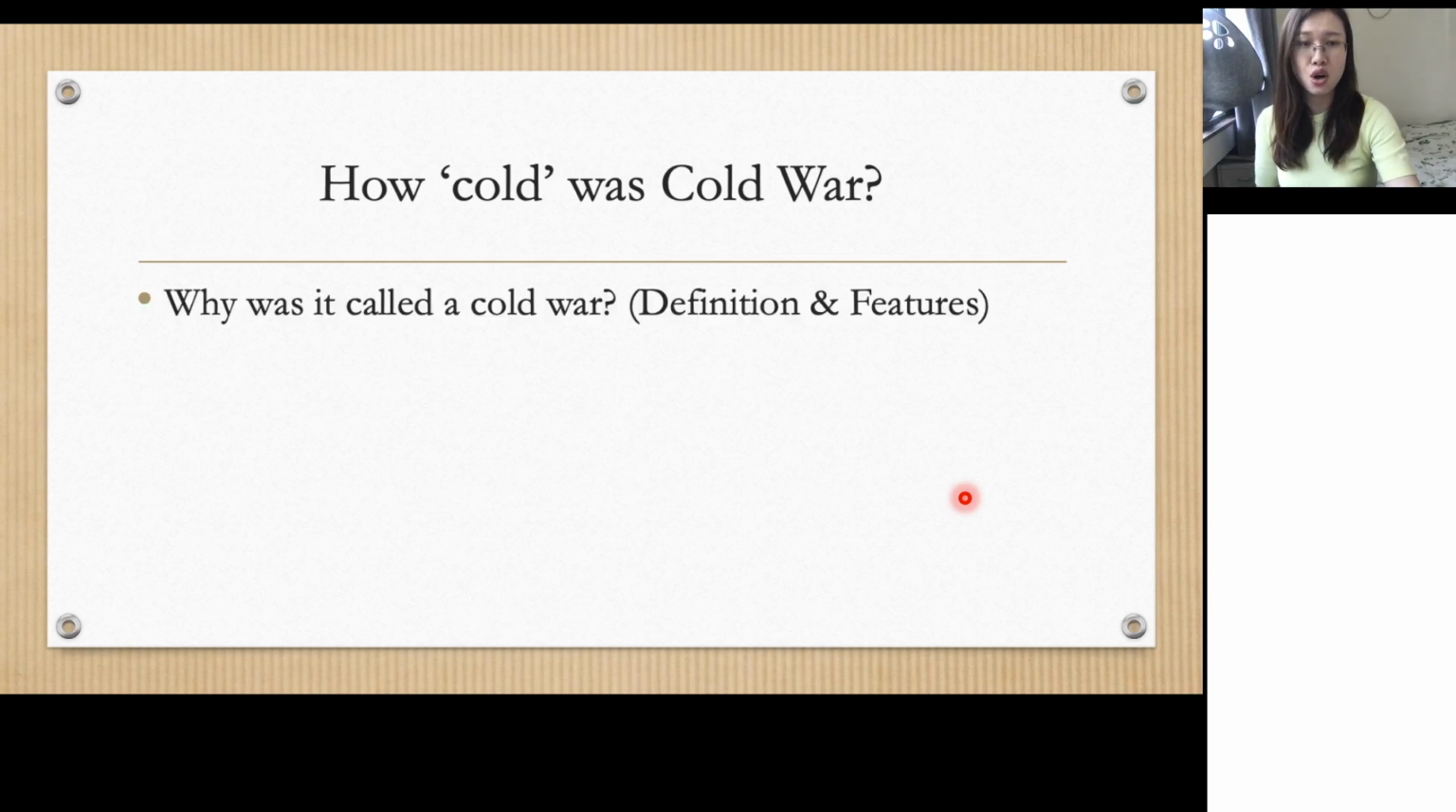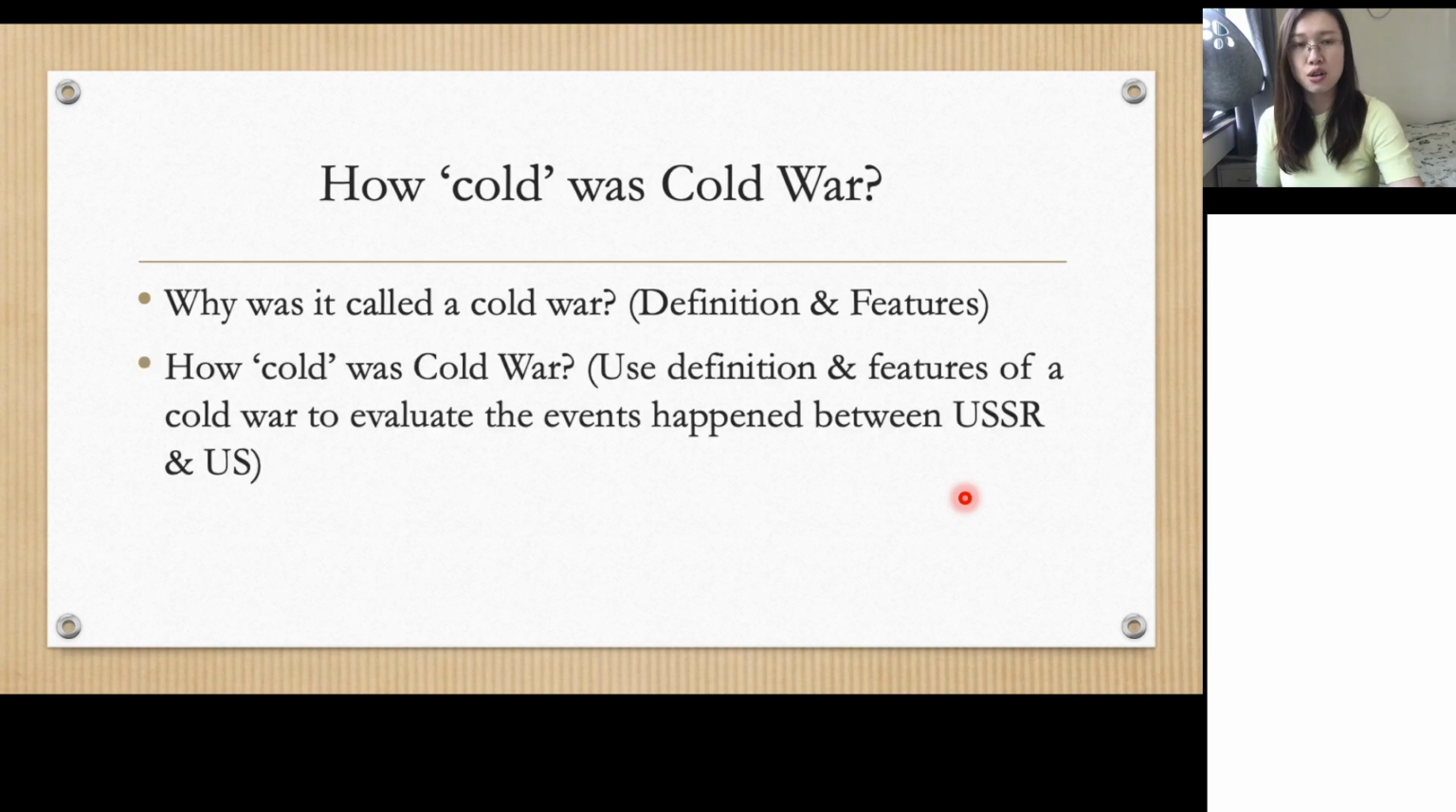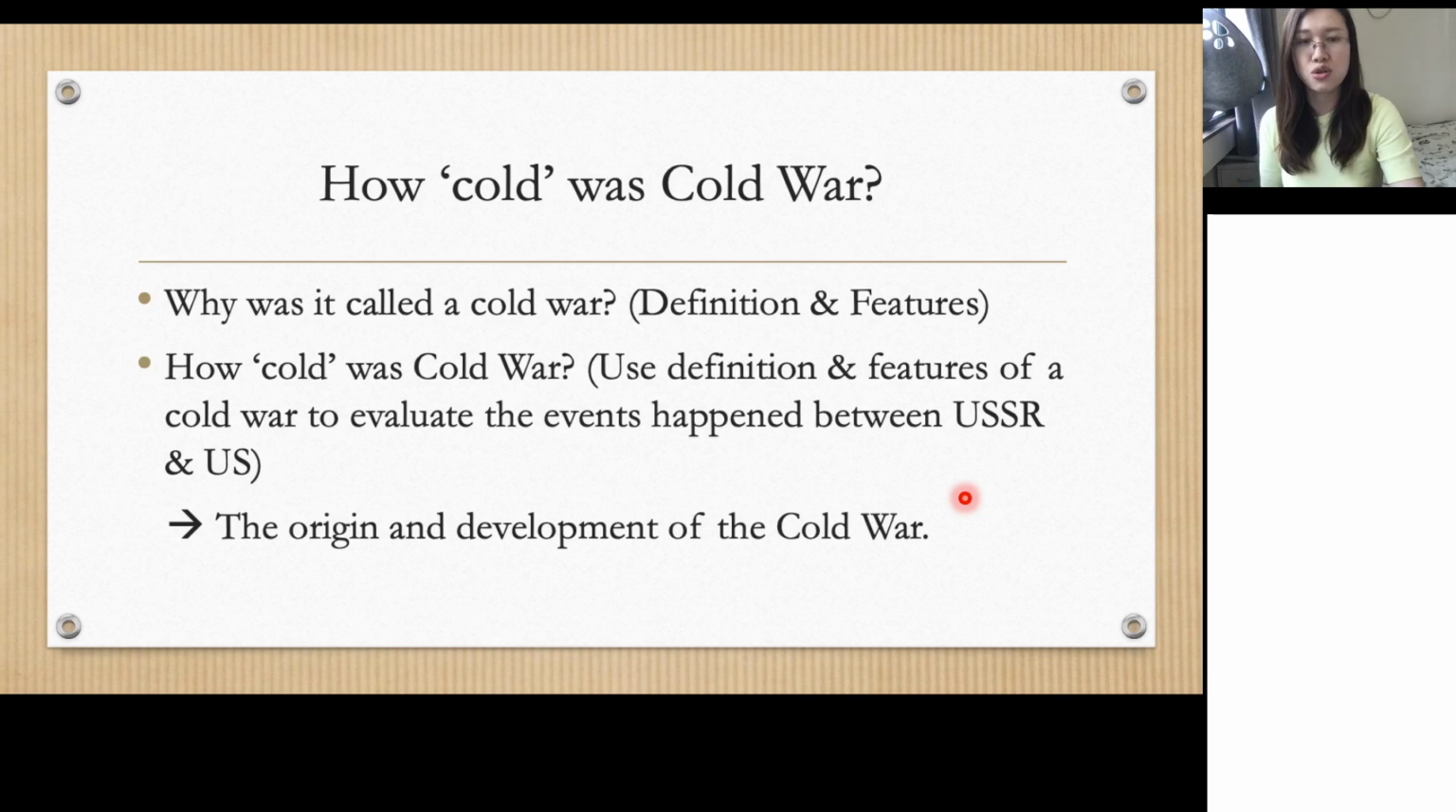For example, we need to know the features and definition of the Cold War. And also, more importantly, we need to use this definition and these features to evaluate all the events that happened in the Cold War to see if the Cold War was cold, or to what extent, to what degree the Cold War was cold. So we need to know the origin of the Cold War. We already talked about the origins, and also we need to know the development and the different stages of the Cold War, right?